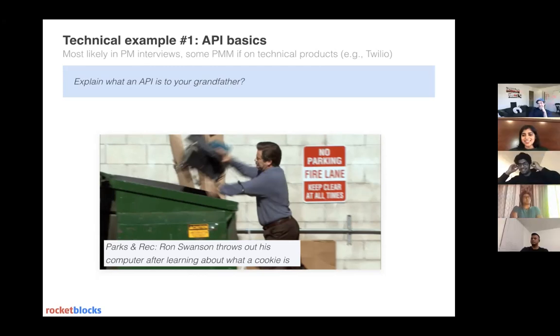I could try. Go for it. So basically, if I was explaining what an API was to my grandfather, I'd start off by giving him the full form. I don't remember the full form now. Application Program Interface. Oh, you got it. That's step one. What's the basics? That's a good place to start.